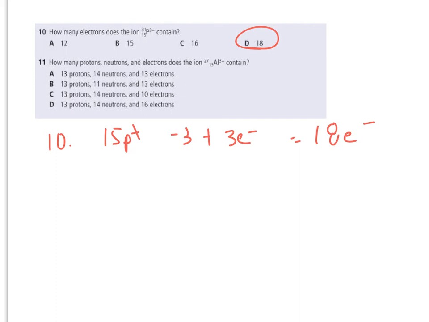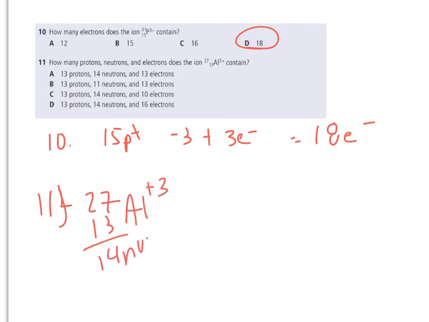And then number 11 on here, how many protons, neutrons, and electrons does the ion 27-13 Al 3+ contain? This is number 11. 27-13 Al 3+. So I know it has 14 neutrons. I can see it has 13 protons. And then the plus 3 means it's got 3 fewer electrons, or 10 electrons. So when I look for that, that would fit with C, 13 protons, 14 neutrons, and 10 electrons.